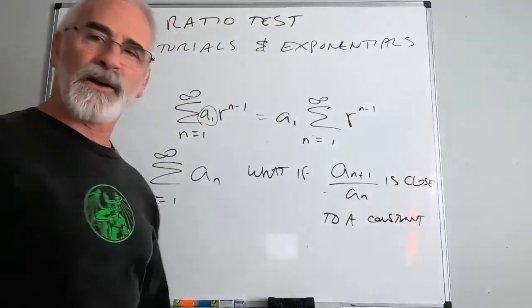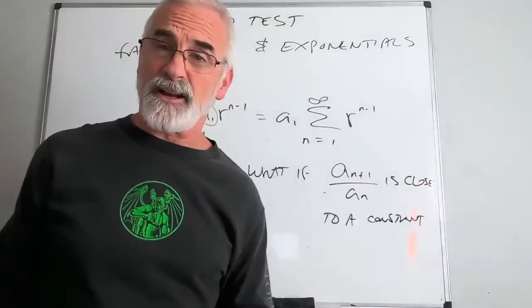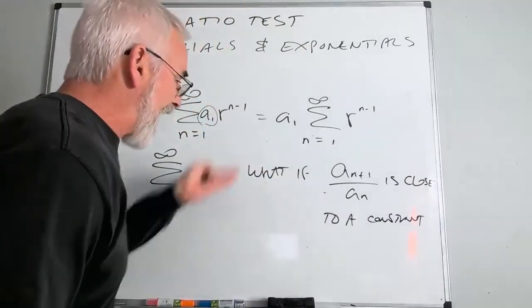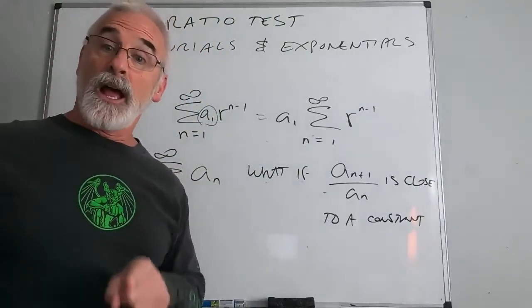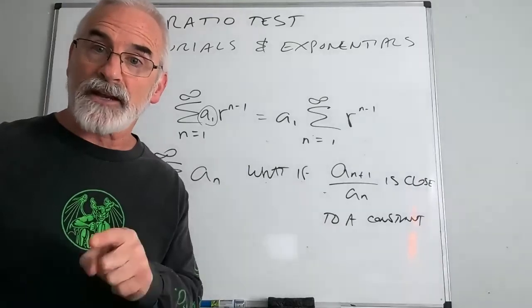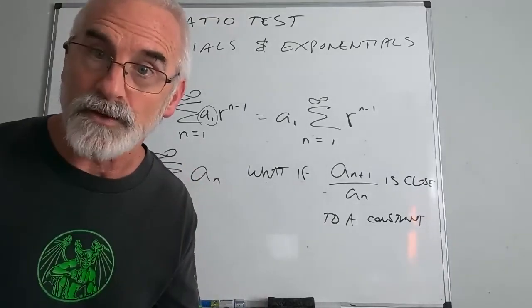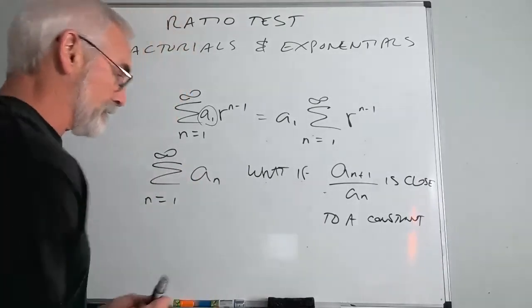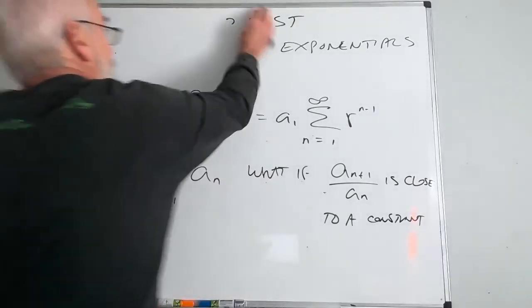What do you mean close? We'll talk about close to a constant, meaning if I took a limit, I would get a constant. Then it would mean this is acting geometric in nature. And all I would have to do is make sure that constant was between -1 and 1. Oh. So let's write this out formally.